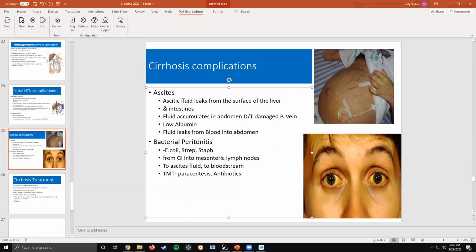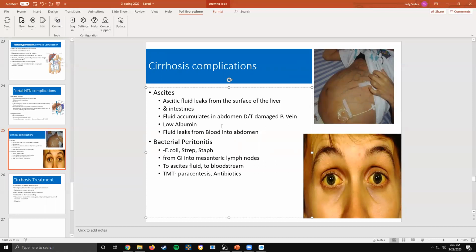Ascites. So we talked about ascites and the fluid. Here I want to show you on this picture. This is a great picture actually, and you don't see this all the time, but these are the engorged hepatic veins that you can see on top of this patient's ascitic belly. The fluid accumulates in the abdomen due to damage to that portal vein. They have low albumin, remember? And so this is where the fluid goes. It's not in the right place.